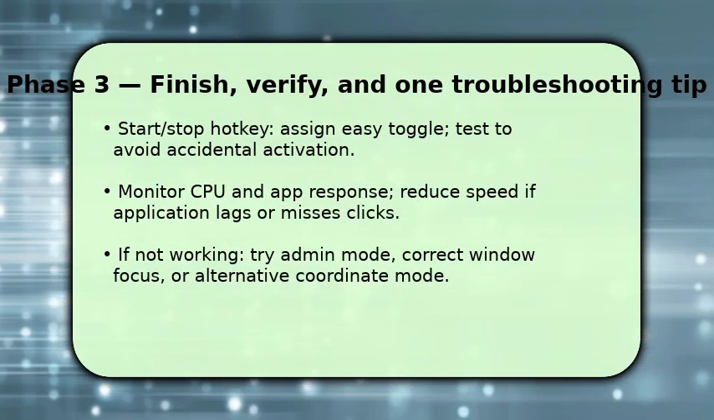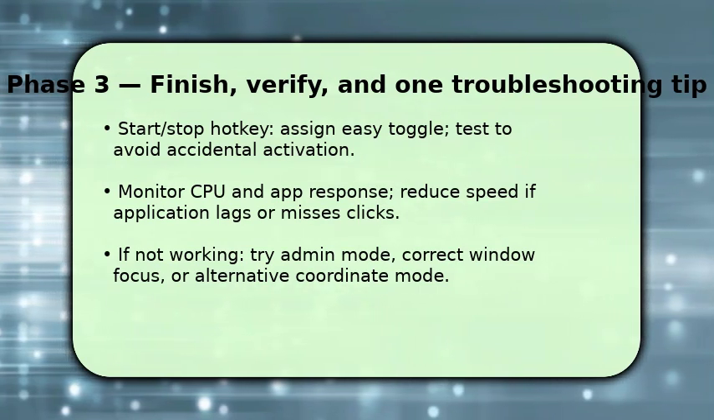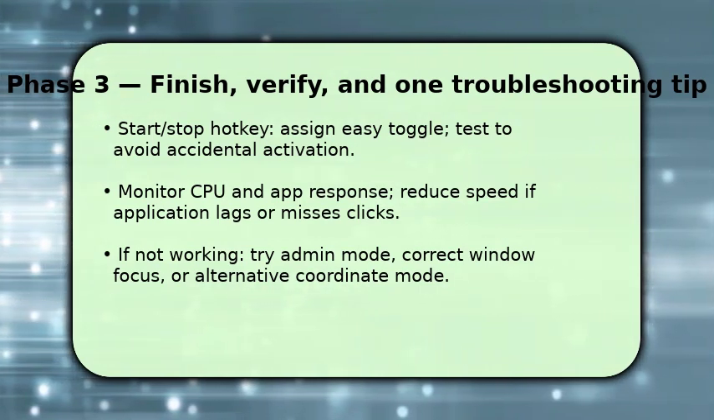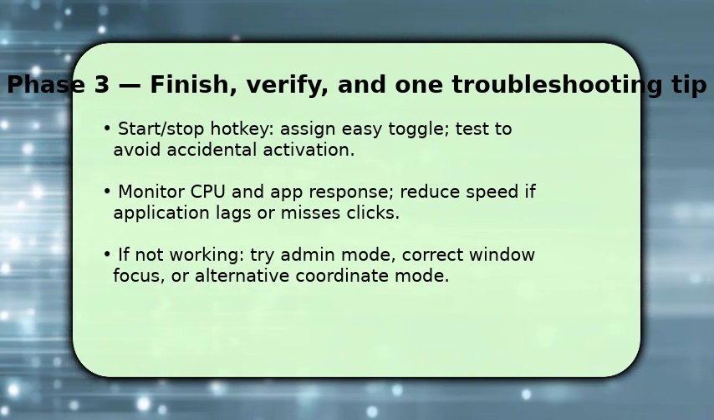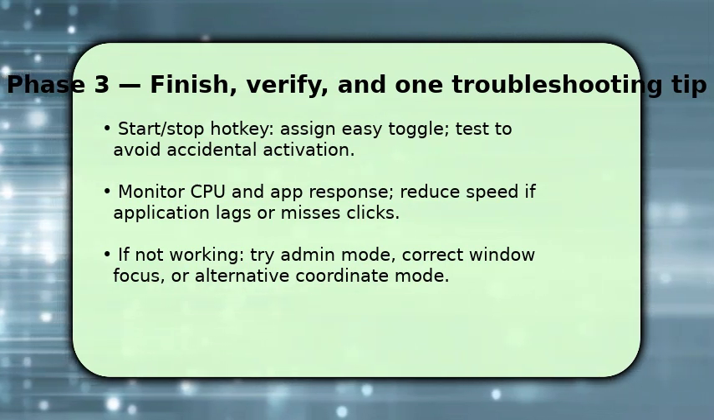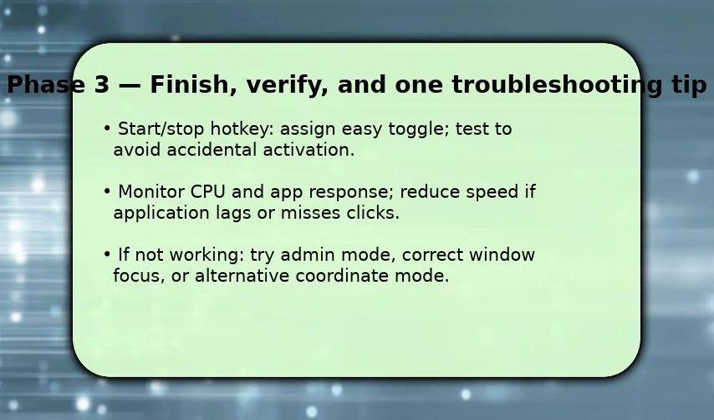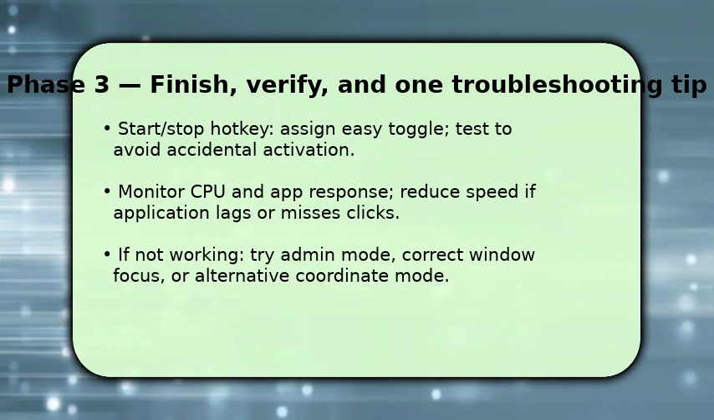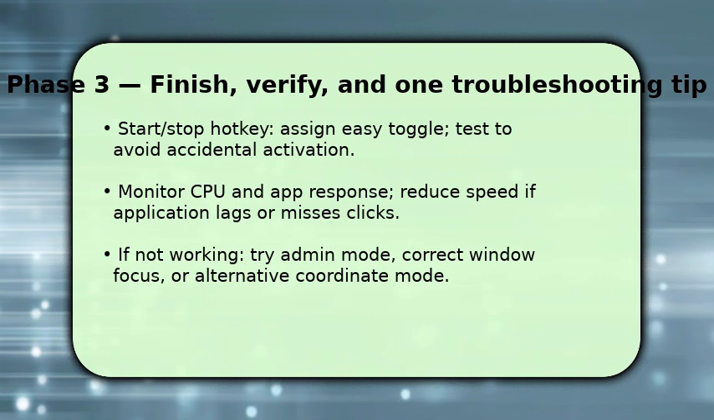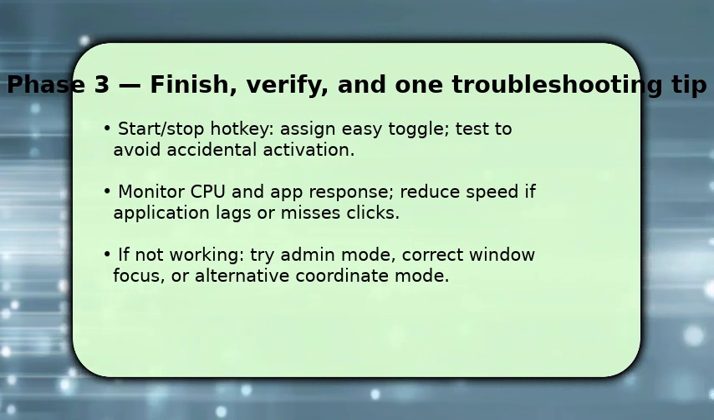You finish by running and supervising the auto clicker and knowing how to fix common issues. Assign a clear start/stop hotkey. Test it so you do not trigger automation at the wrong time. While running, watch CPU and the target app. If it lags or drops clicks, reduce the speed or add a small delay.